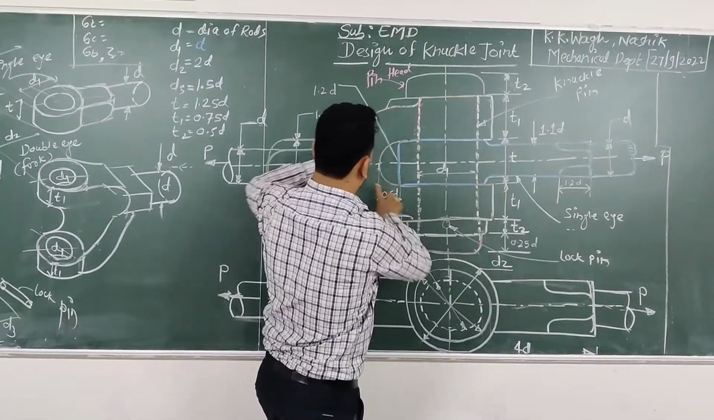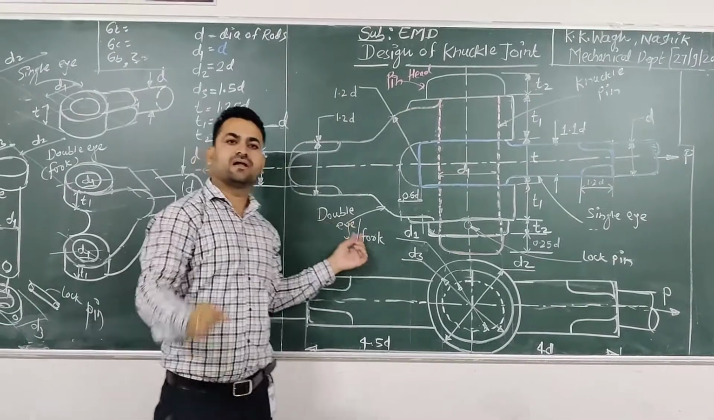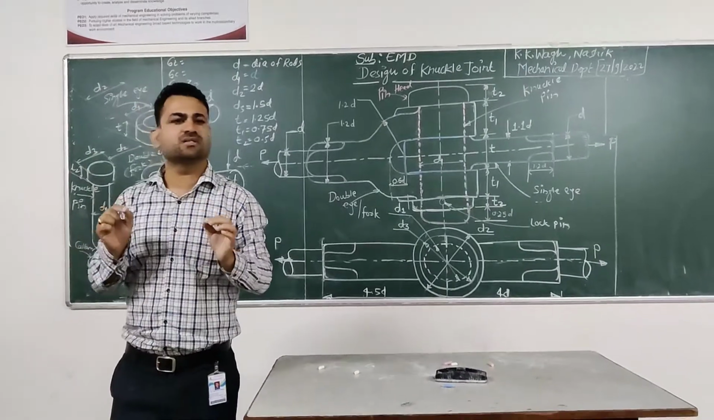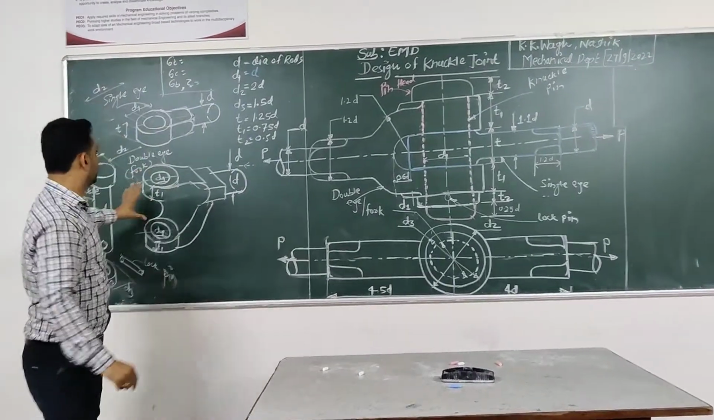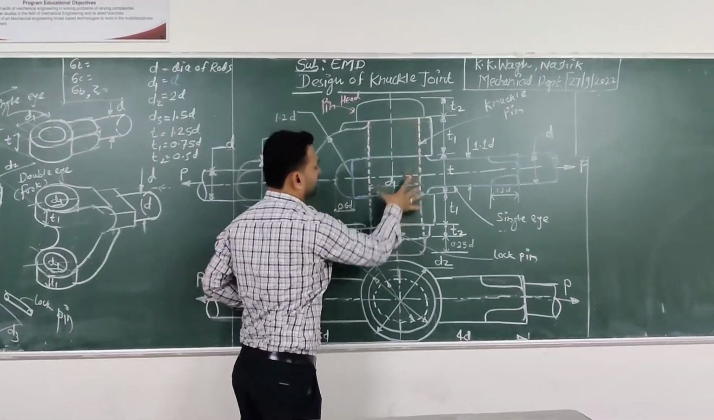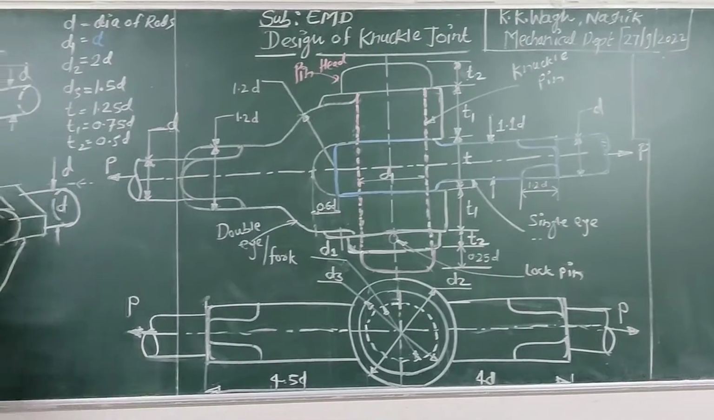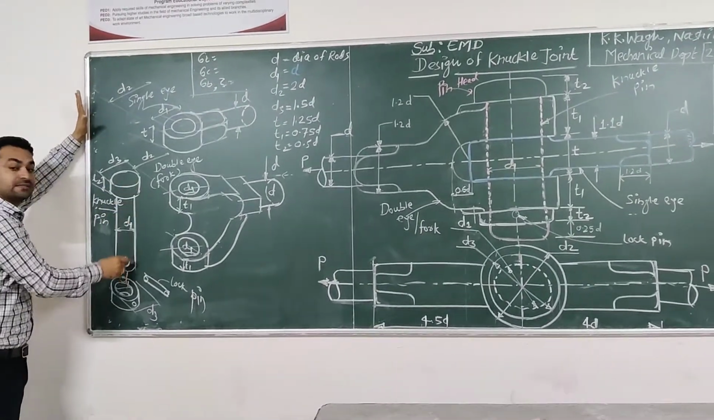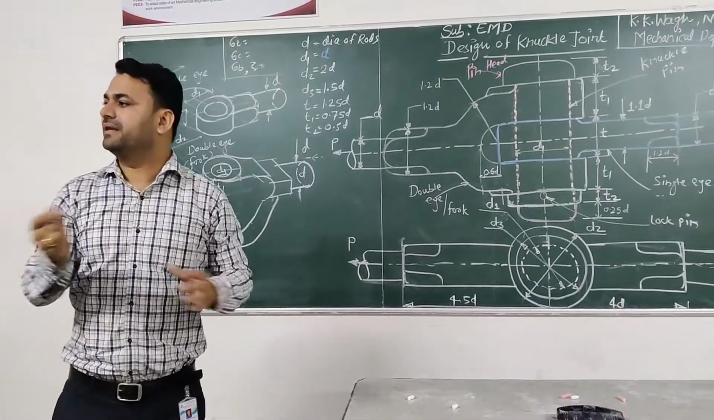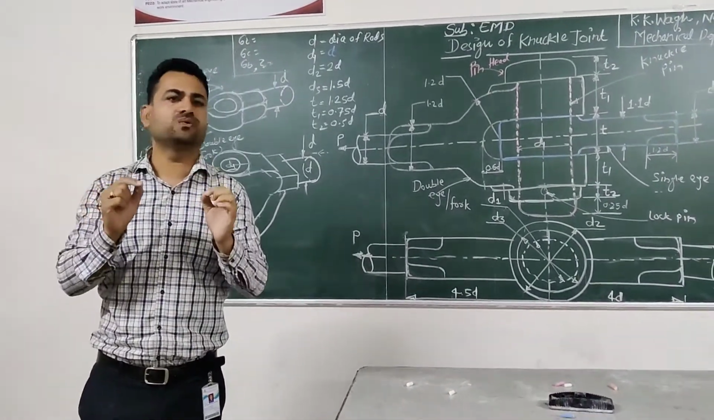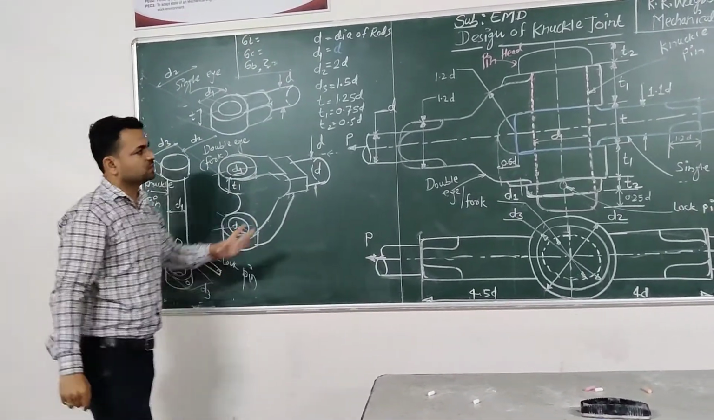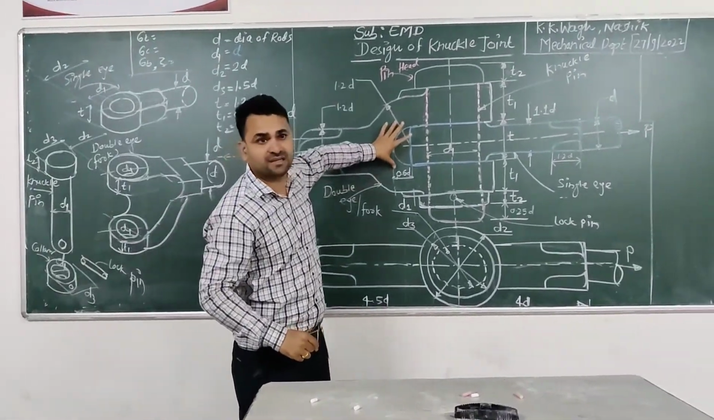Now the second element is double eye. This is the double eye, also known as fork. And the third main element is knuckle pin. We can see the knuckle pin like this in 3D dimension. And the 2 remaining elements that we use for supportive purpose are collar and locking pin. The combination of all these elements is known as knuckle joint.